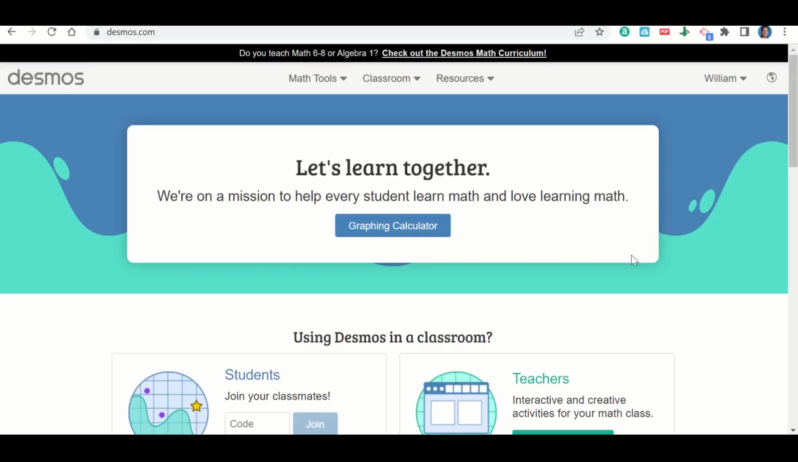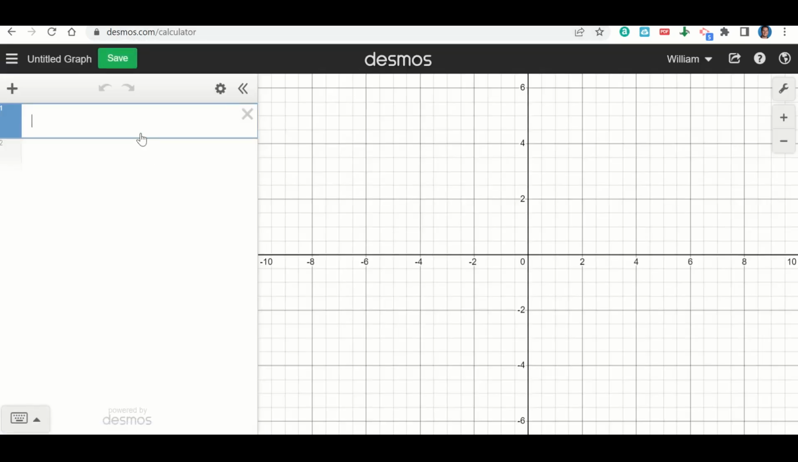Let's talk now about how we can use Desmos to check our work when dealing with calculations on complex numbers. So let's go to Desmos.com and click on graphing calculator. And let's say that I wanted to add two complex numbers together. So 3 plus 3i plus, and then let's say 2 minus 4i. And I wanted to add those two complex numbers together.